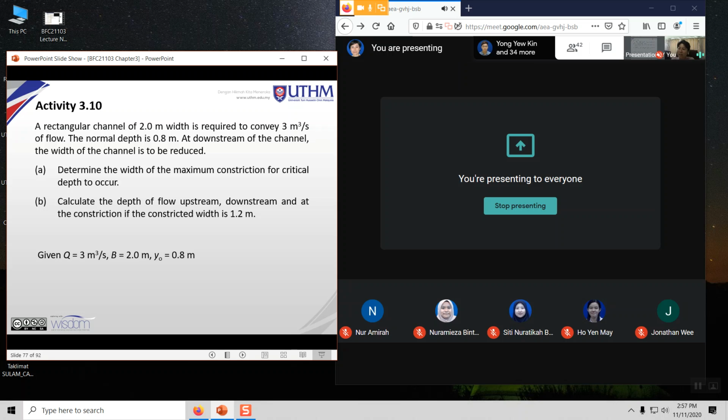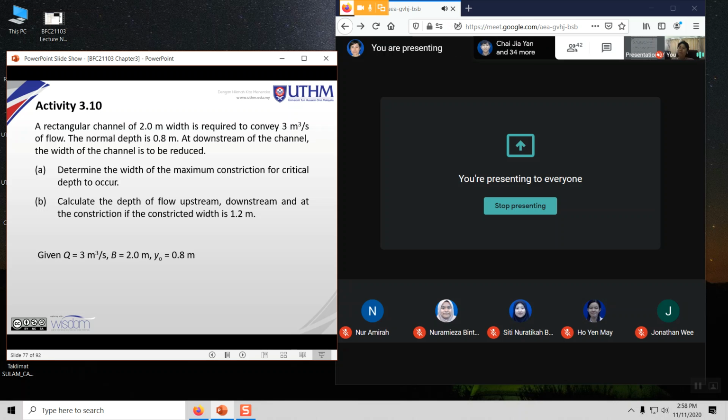At the downstream of the channel, the width of the channel is to be reduced, which is location 2. Now determine the width of maximum constriction. Therefore, you need to find Bmax. For part A, find Bmax. For part B, calculate the depth of flow. That means you need to find Y1, Y3, and Y2 if B2 is equal to 1.2 meter. Now you don't know whether B equal to 1.2 meter is case 1, 2, or 3, so you still need to solve part A first.